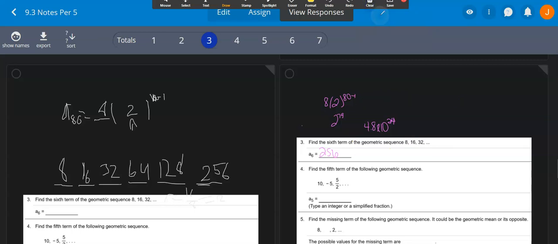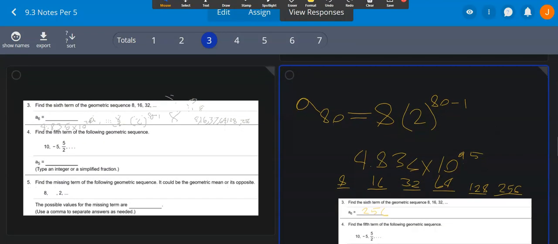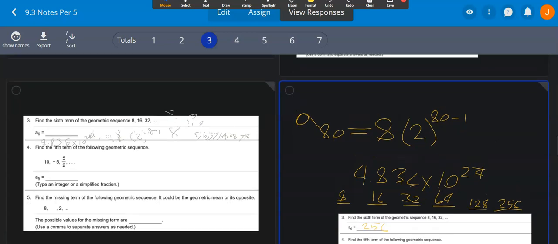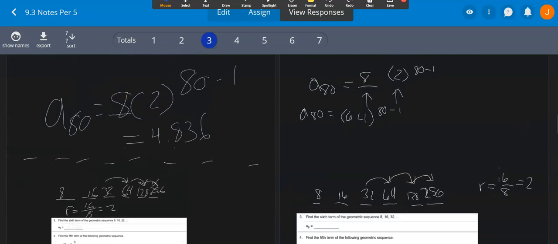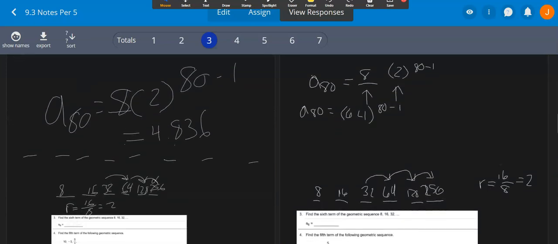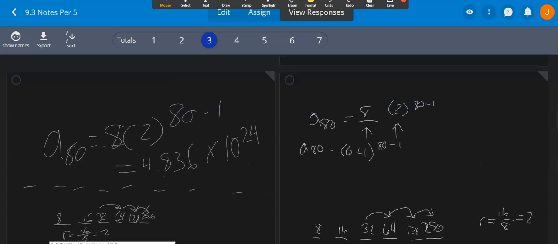So, lots of good work here, folks. Lots of good work. Now, where'd the 95th power come? There, 24. Okay, thank you. Thank you for changing that. 4.836. Oh, there's the times 10 to the 24th coming into play.